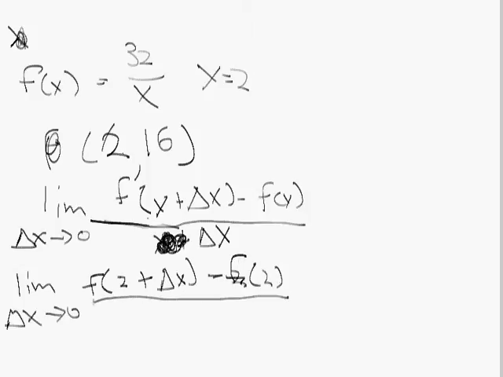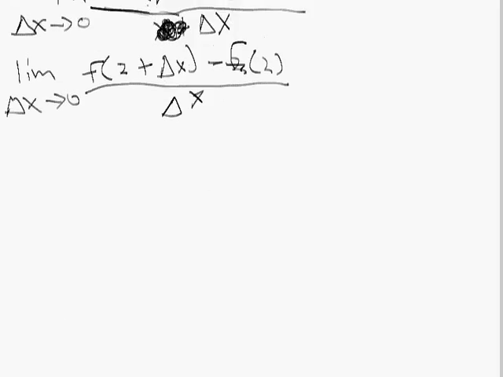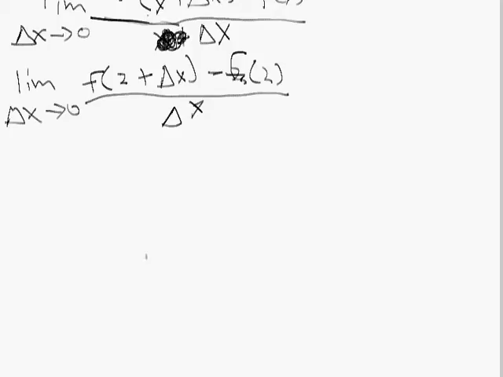Let me scroll you down a little bit. Wait, so it was 32 over x. Right, so I plug in 2 plus delta x into 32 over x. That's right. You're not going to be able to simplify that right off the bat. Perfect. And this is 16.